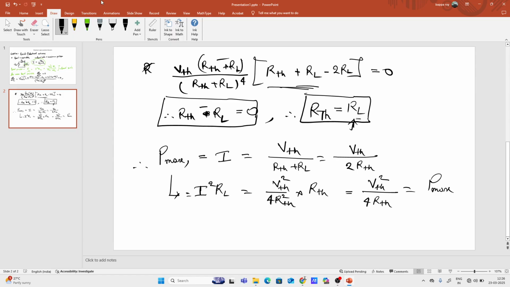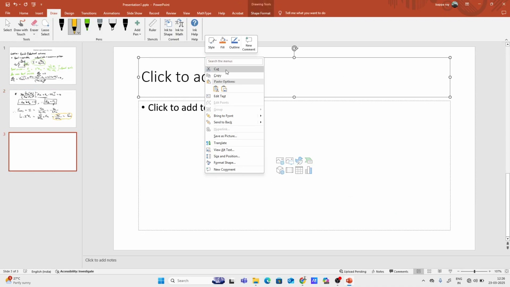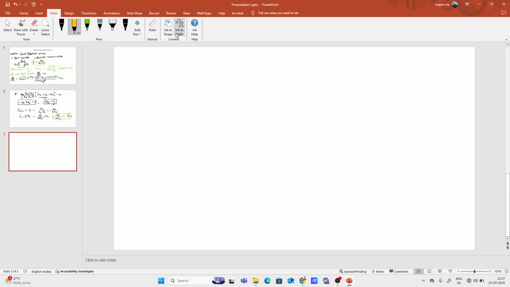This is Pmax. This is the equation you have to use in your numerical problems. Is it clear? Whenever you are asked to calculate Pmax, we have to calculate this. And we'll calculate one more thing, that is efficiency. Let me change the color.